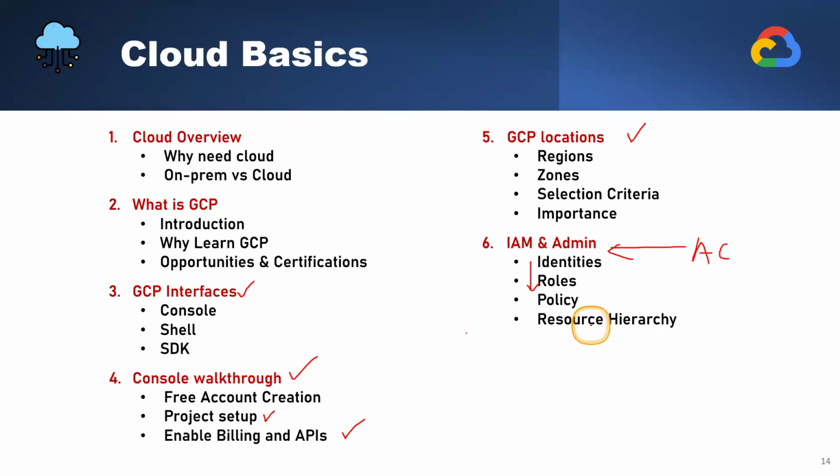So these are our cloud basics. Total 6 modules are there. We are going to first cover these 6 modules: cloud overview, GCP introduction, GCP interfaces, console walkthrough, GCP locations, IAM and admin concepts. Once this is covered, that's where we are entering into the data engineering tools.